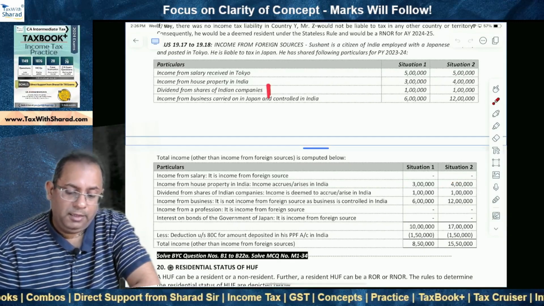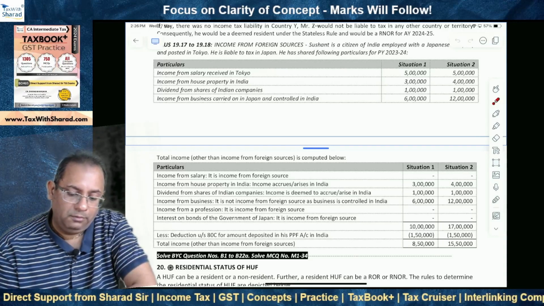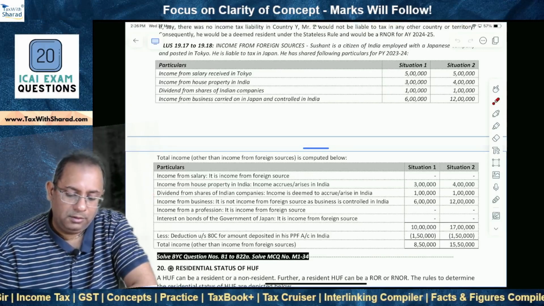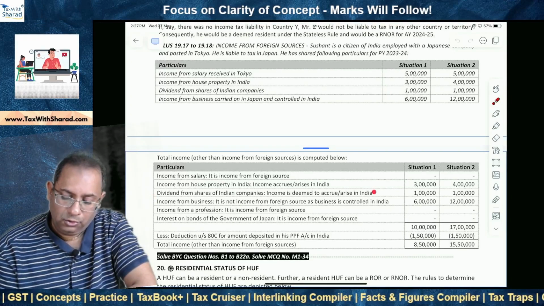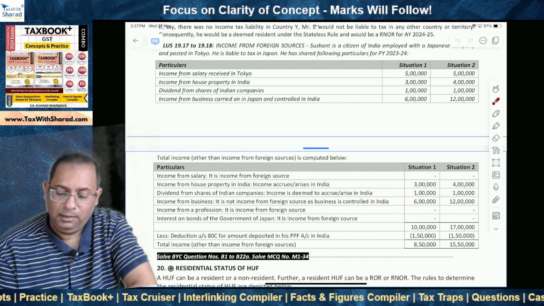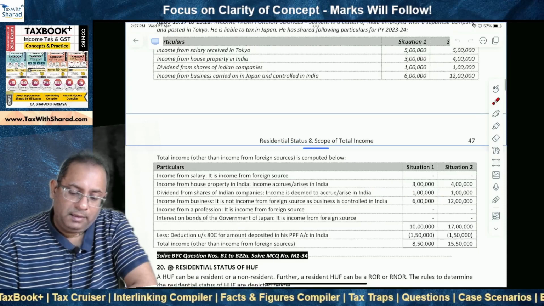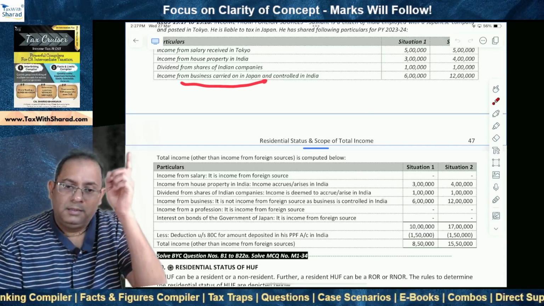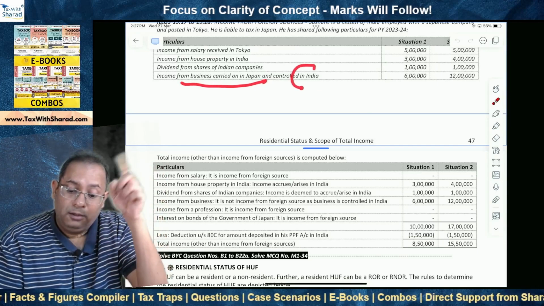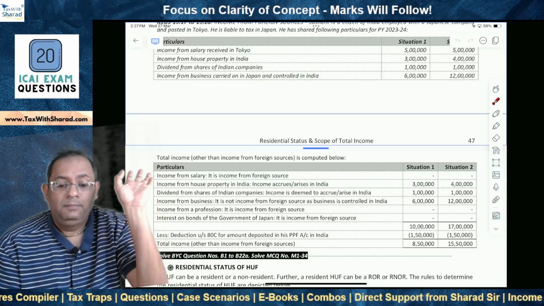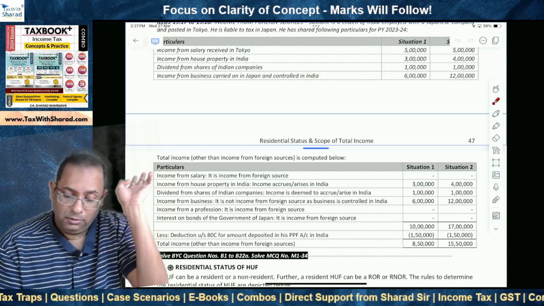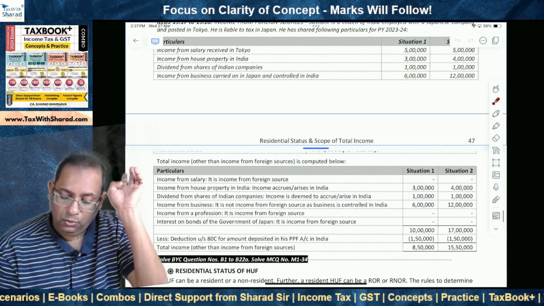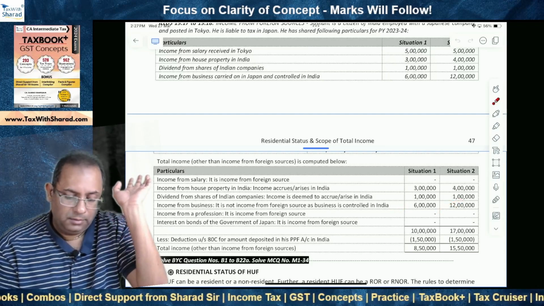Third is dividend from shares of Indian company. So under section 9, we know that dividend from shares of Indian company is deemed to accrue or arise in India, and therefore it becomes Indian income. It is not income from foreign source. So that means we include this as well, and the amount is 1 lakh rupees. Next is income from business carried on in Japan and controlled in India. So business is carried on in Japan, the income from business is accruing or arising outside India, but the business is controlled in India, so it will not form part of income from foreign sources, it will form part of income from Indian sources. So 6 lakh rupees and 12 lakh rupees respectively, we will need to include because it is not income from foreign sources.